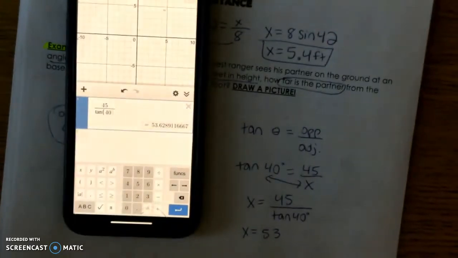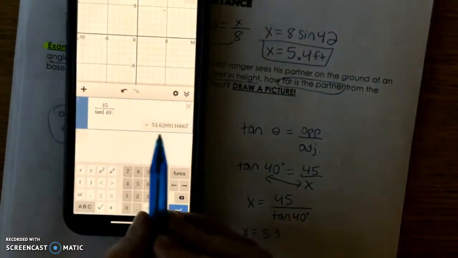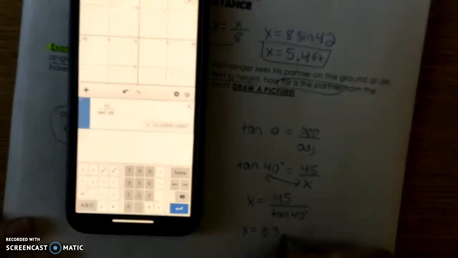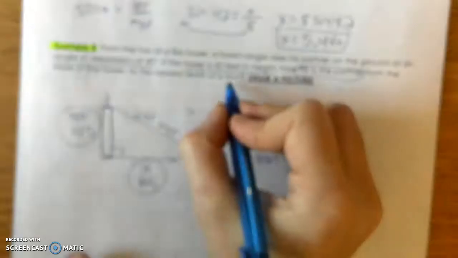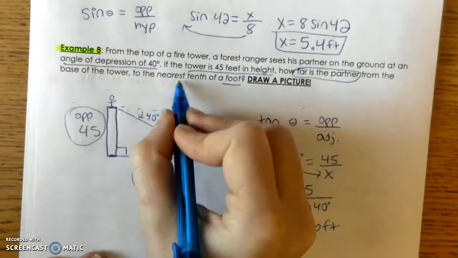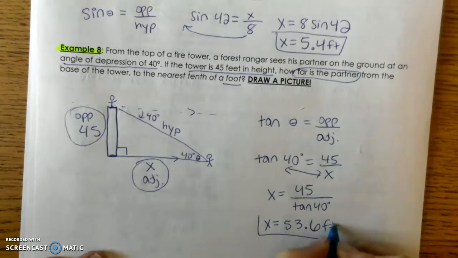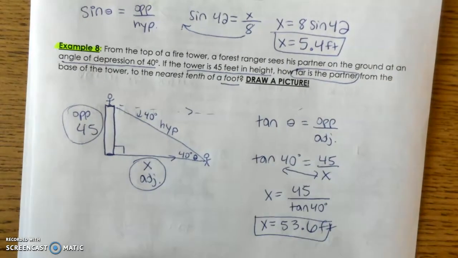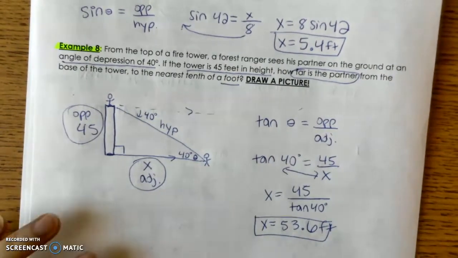All right, x is equal to 53, and then we're rounding to the nearest tenth, so that's 1 decimal place. So if I can get this focused, let me see, okay, there we go, 53.62. So that 2 is going to keep the 6 the same, so 53.6, and then we always need our unit with these application problems, so feet, nearest tenth of a foot. So x is equal to 53.6 feet.